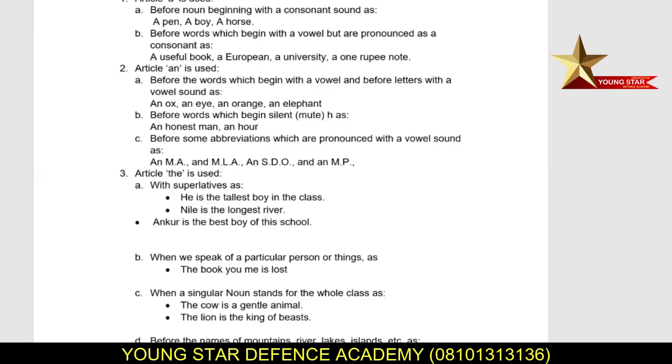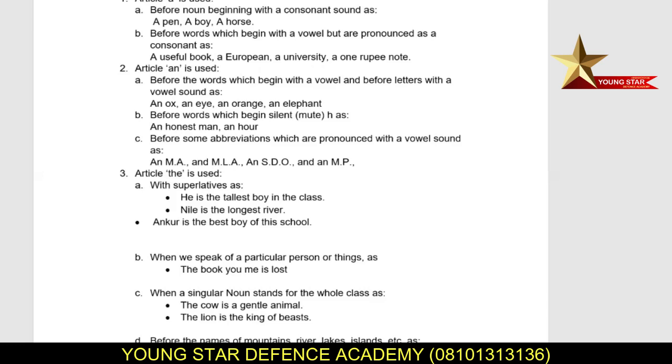और हम an को और भी बहुत सारी जगह पे use करते हैं. Like जब हम कोई abbreviation, when we are using something like MA, MLA, CEO, जब ये सारी abbreviations हम use करते हैं, then also we will use an in front of that. And MP, जब हम abbreviation use करेंगे तो उसके आगे भी an use होगा.